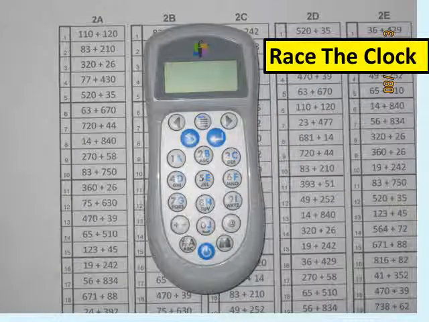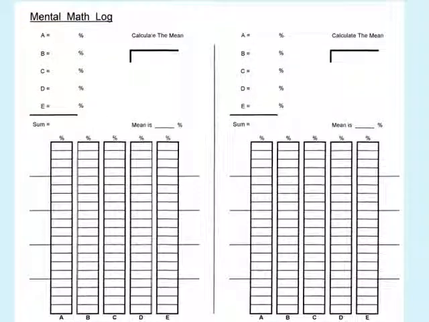We also do some mental drills called Race the Clock, and we use these things called responders, which send the results to my computer so I can see. They also have a mental math log, so they'll record the results, they'll graph it here so they can have a visual graph to see if they're improving. They'll also take the totals and sum it up and get the average.